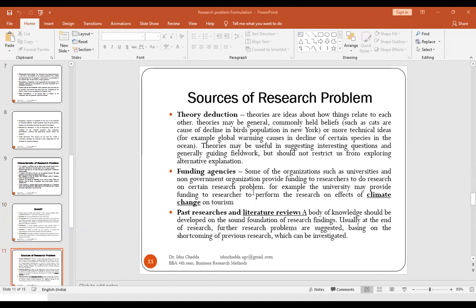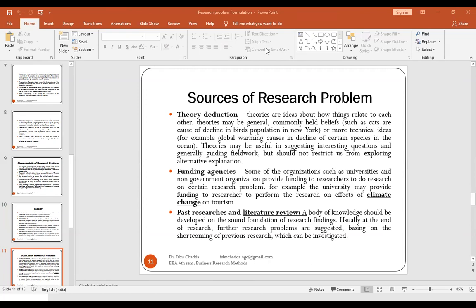The next is sources of research problem. One of the initial tasks is to look for the unsolved questions. There is a lot of potential in many problem areas that require the immediate attention of the researcher. So a researcher may find a potential research problem through any of these sources. The first source is theory deduction.